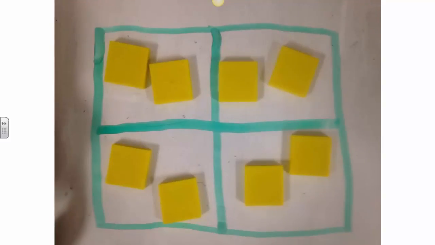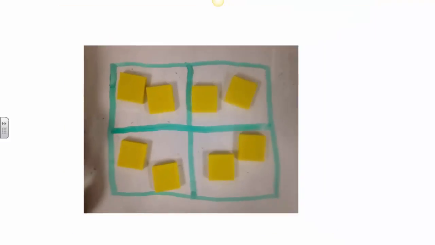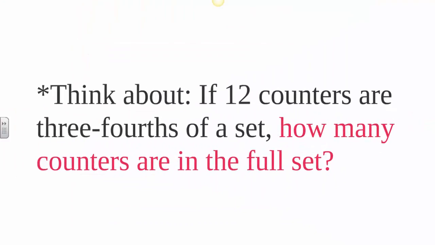What if the cake were split into quarters or fourths? The whole would be separated into equal parts, leaving 2 jelly beans on each slice of the cake. 1/4 times 8 is 2. Think about this. If 12 counters are 3/4 of a set, how many counters are in the full set? Try using countable objects such as color tiles to answer this question.